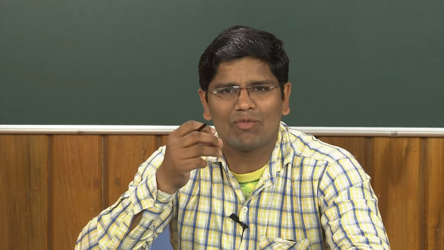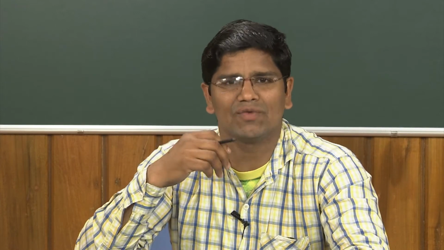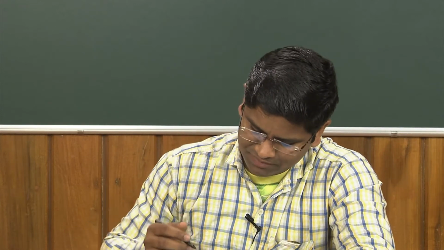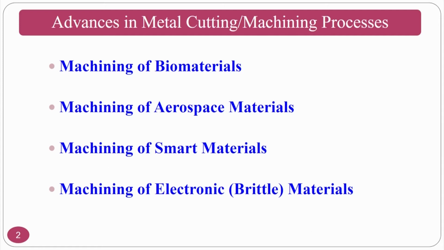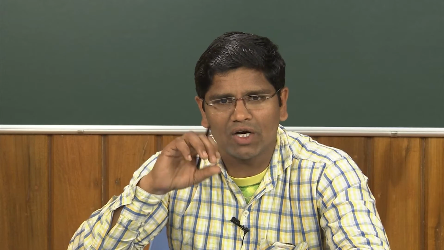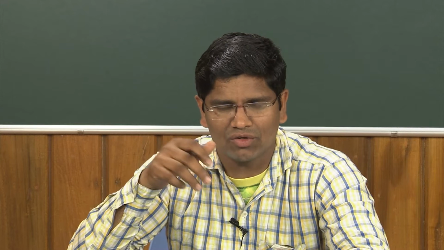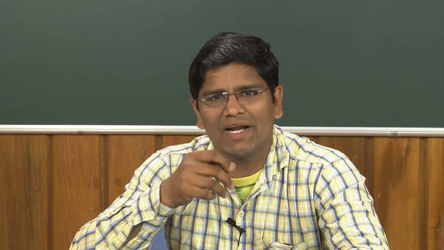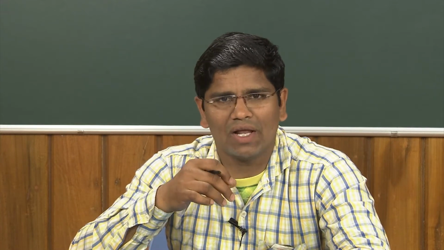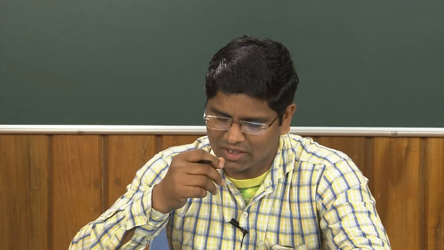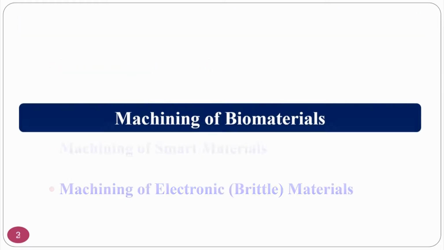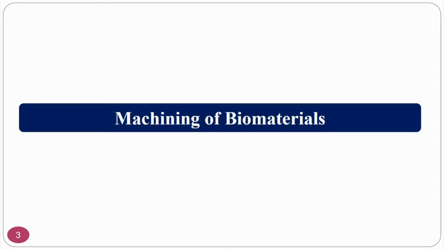by the advanced machining processes, but very little amount of work is done in the conventional machining process, especially in the electronic materials. Normally electronic materials, you cannot directly do the machining operation. You have to do it using some hybridization, like laser assisted machining and all those things. We will see in particular about each and everything. So first we will start with the machining of the biomaterials.